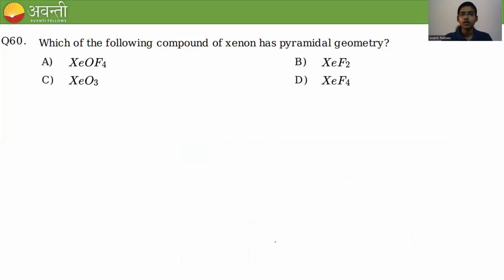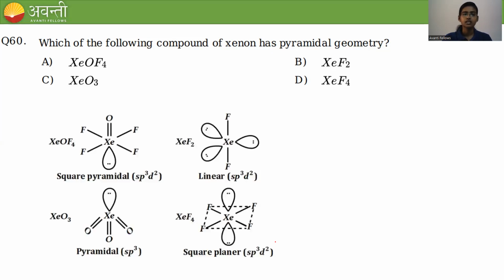Which of the following compounds of xenon has pyramidal geometry? This is one of the very important questions. You should know the structure to find out the answer, that's all. But it is very easy. So these are the structures of all the 4 compounds given here. In option A, XeOF4 is there.